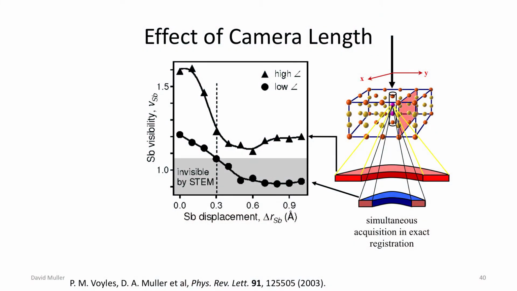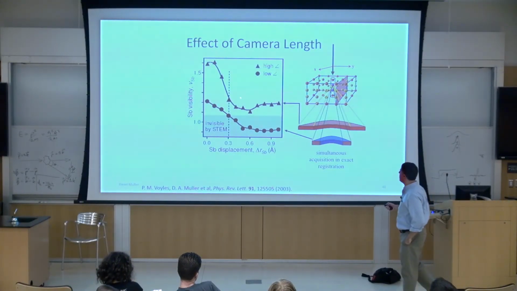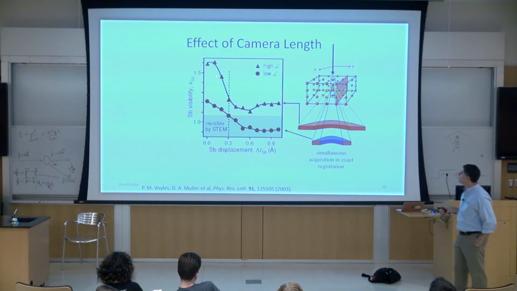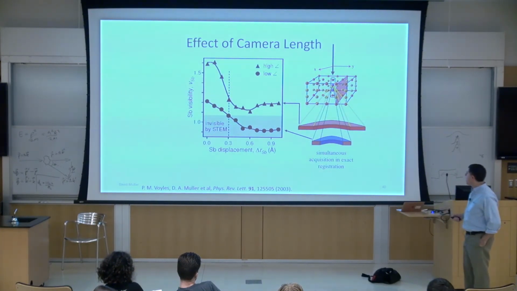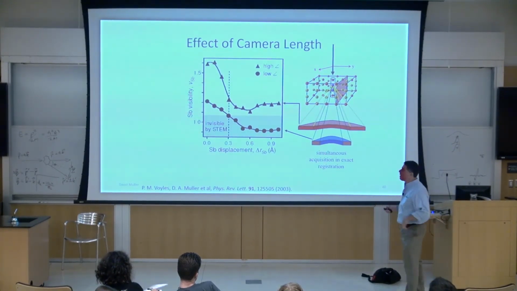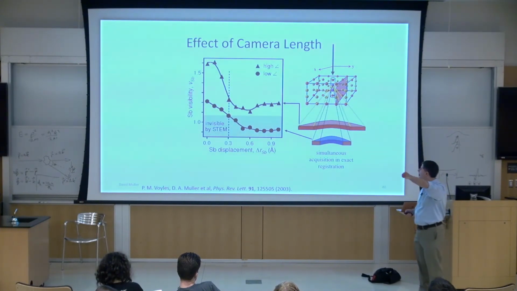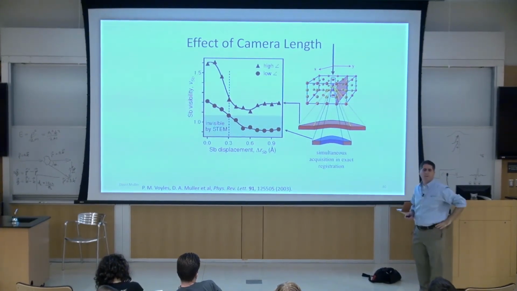Your contrast depends on the angle that you scattered to. And scattering at small angles is very sensitive to disorder in materials and displacement off an atom column. So if you have two simultaneous detectors, you can learn a lot about the depth, how far into the sample your dopant is, and how far off the atom column the dopant is.